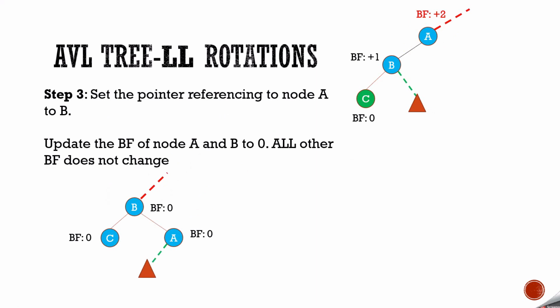Now what is step 3? Step 3 is to set the pointer reference in node A to B. Whatever I am showing here, you can assume this is a part of a subtree of a larger tree. So some other node was initially pointing to A. Now after step 3 it will start pointing to the new root of that subtree, that is B. So that way it will create an LL rotation.